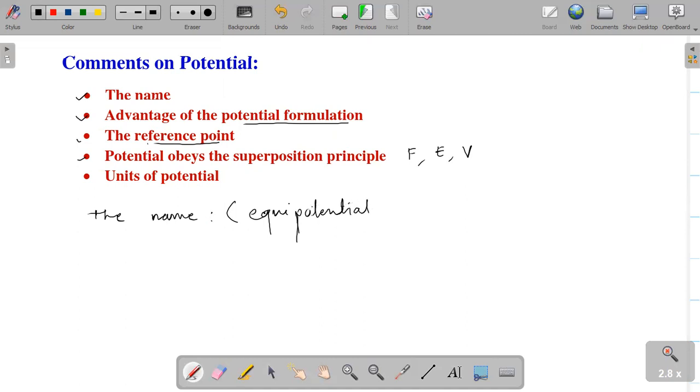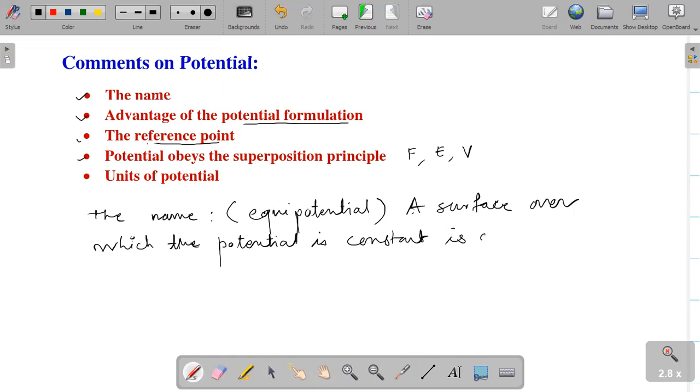Dear student, what is the equipotential? Anyone? A surface with a constant voltage value. Yes, a surface over which the potential is constant is called an equipotential. Understood, dear student? The main word is constant. Okay. Then write about this part one.